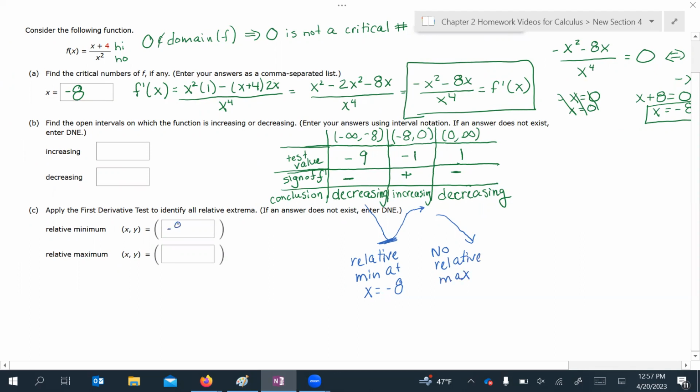And so our relative min has an x value of negative 8, and then we go ahead and plug in negative 8 into our original function. We find f of negative 8 to actually find what is the value of that relative min. So that's going to be a negative 4 over a positive 64, or negative 1/16. And then we have no relative maximum existing.